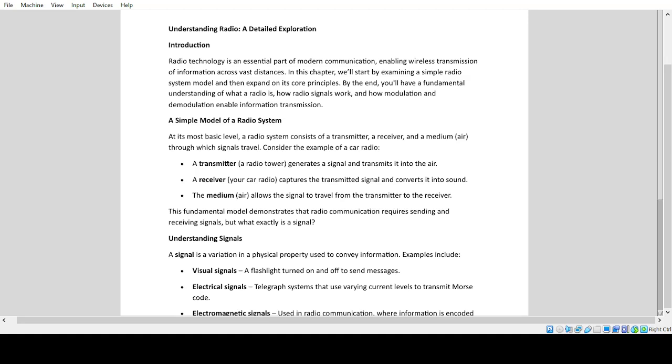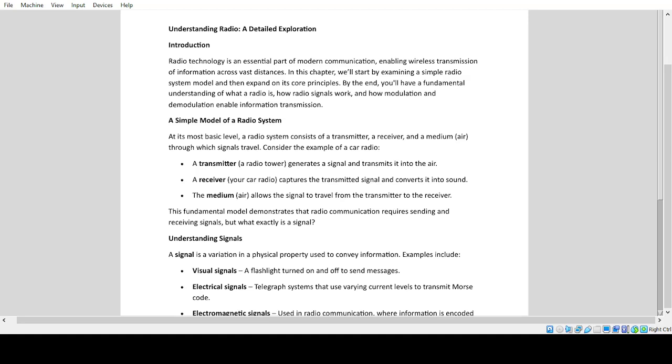A simple model of a radio system. At its most basic level, a radio system consists of a transmitter, a receiver, and a medium, air, through which signals travel. Consider the example of a car radio.